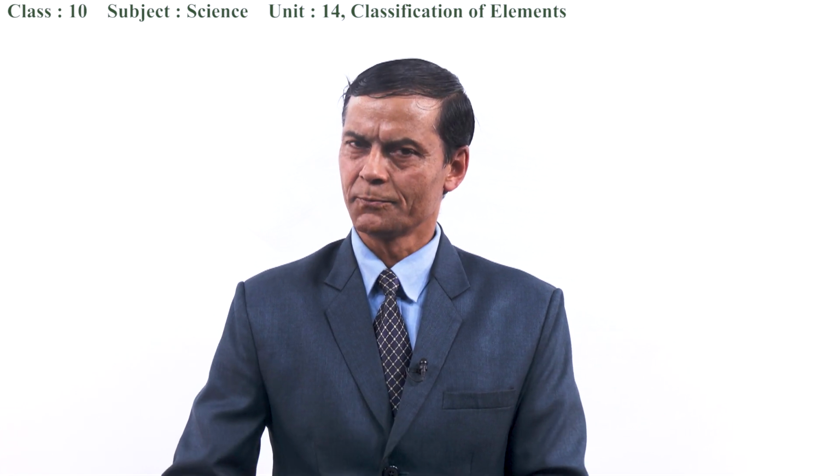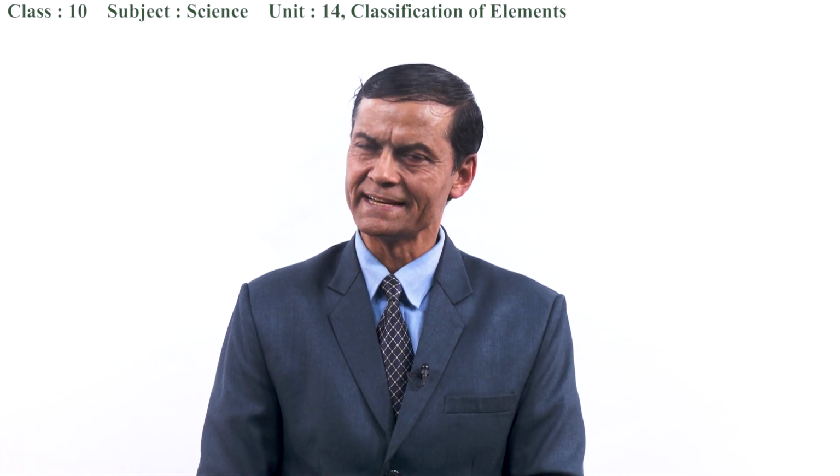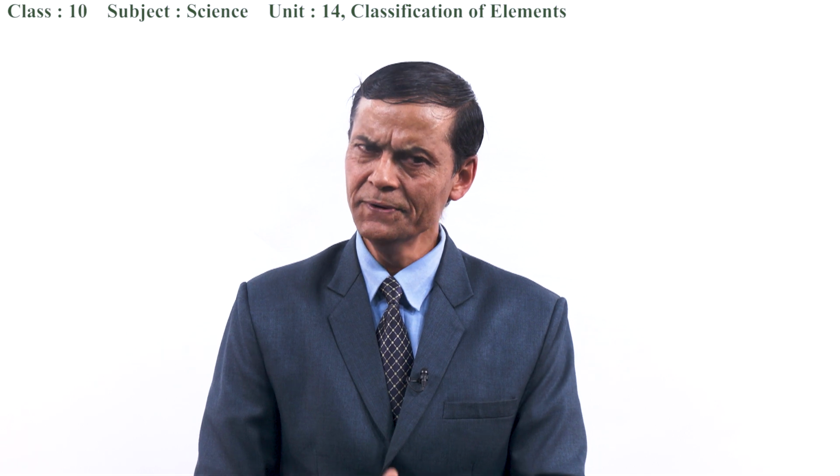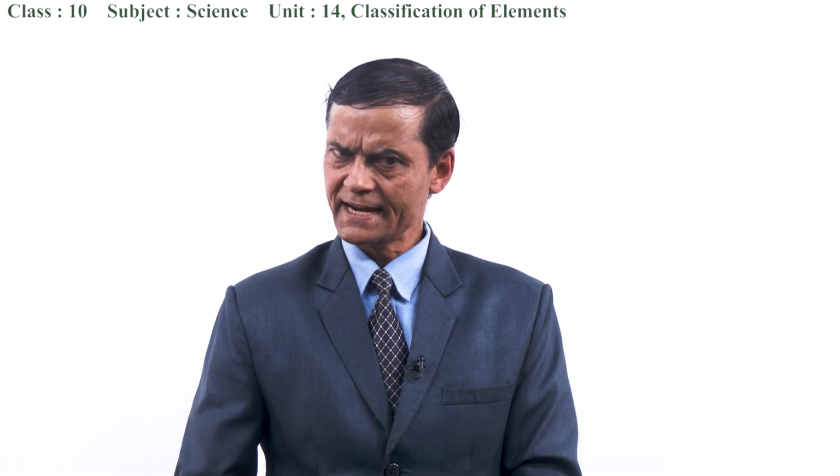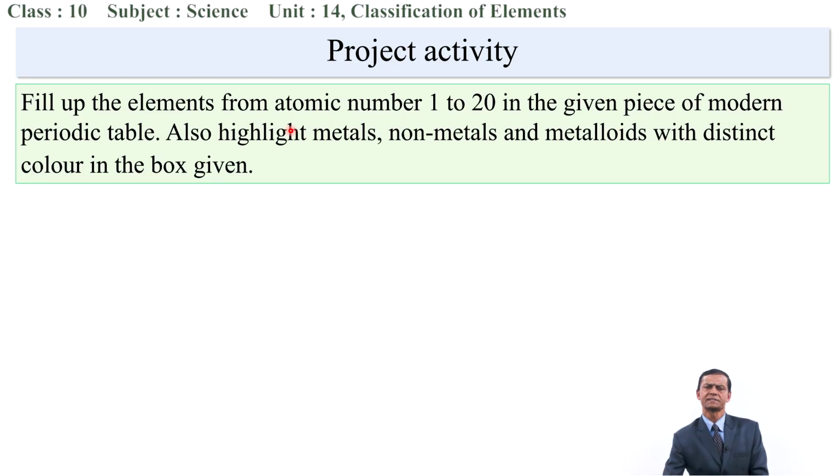Let's perform one project activity. I am providing you one activity. Dear students, let's enjoy one project activity. Yes, this is for you. What is the project activity? Fill up the elements from atomic number 1 to 20 in the given piece of modern periodic table. Also highlight metals, non-metals and metalloids with distinct colors in the box given.